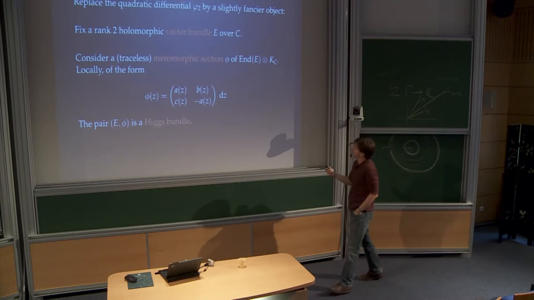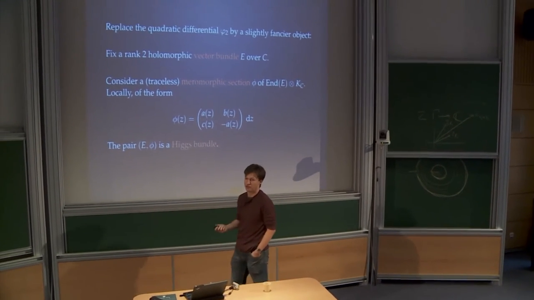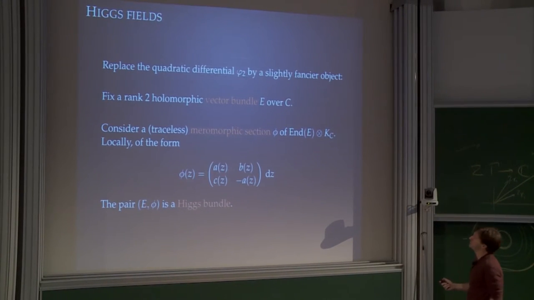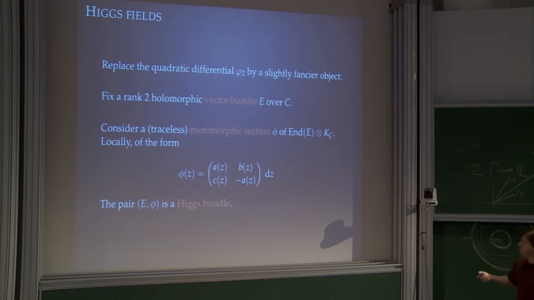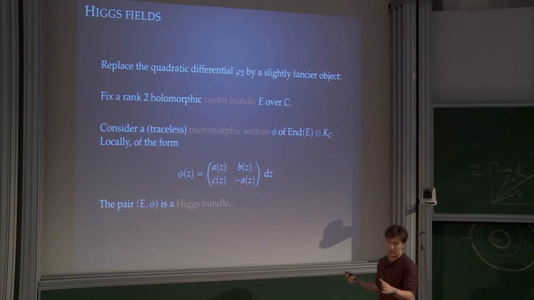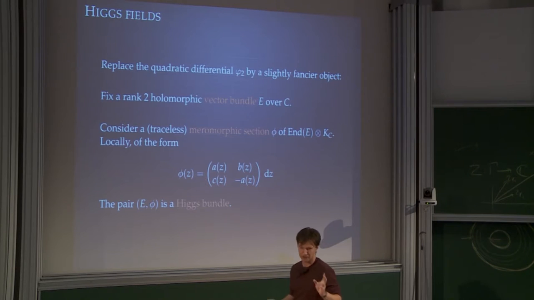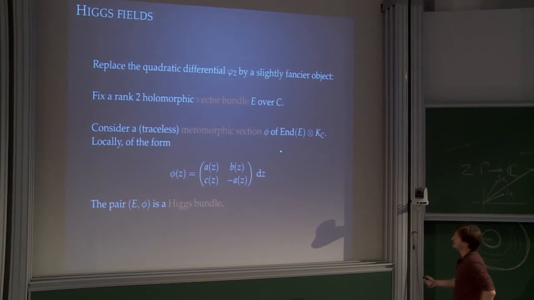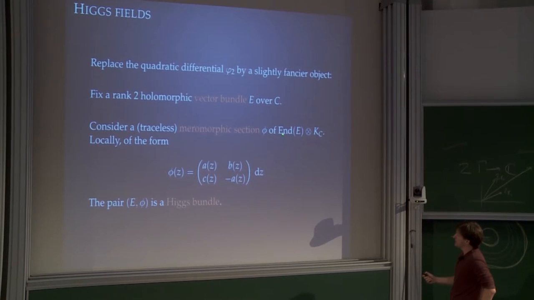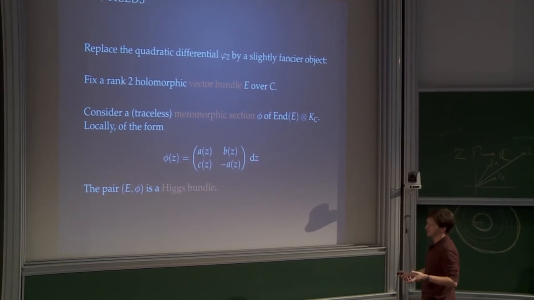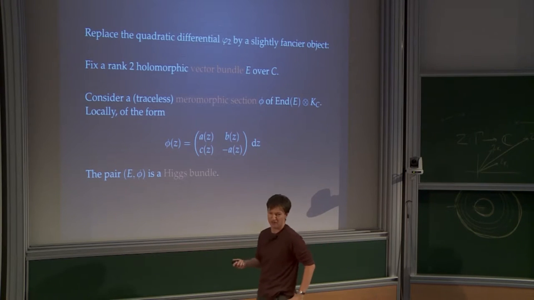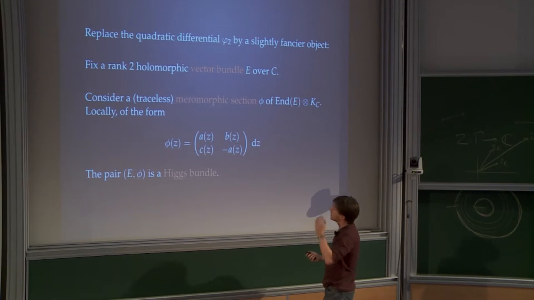First of all, we're not going to quite just use the quadratic differentials. We're going to rather use Higgs bundles. It's just a slightly fancier object. So suppose I have this curve C, and I'm going to fix some rank 2 holomorphic vector bundle. Let me call it E. Let's consider a meromorphic section of the endomorphisms of E tensor with the canonical bundle, the cotangent bundle of C. And we'll take it to be traceless. So if you like, it's not just a vector bundle, it's a vector bundle with a volume form, and we're taking the thing to be valued in SL2.